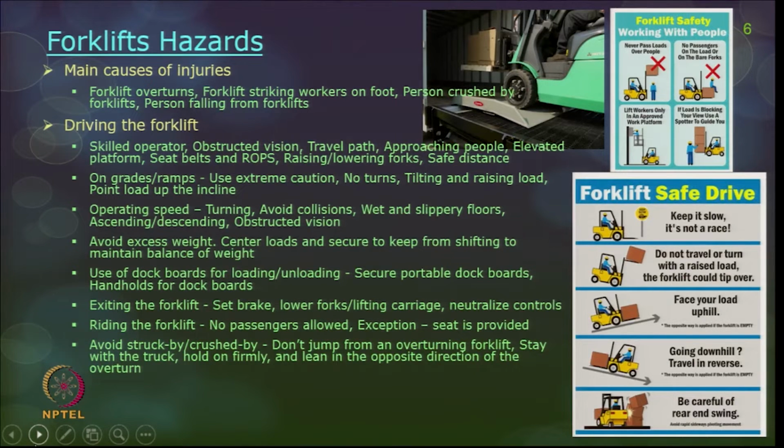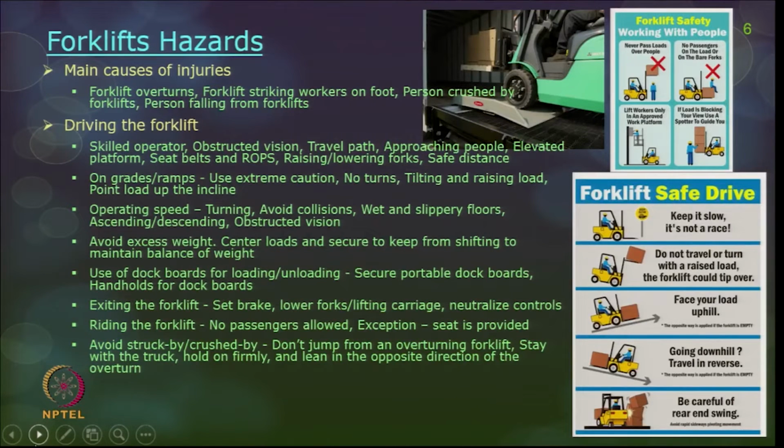And the person crushed by forklifts, again due to blind spots, a person falling from forklifts, as a forklift is not primarily meant for passenger travel. If somebody is trying to load onto the forklift, then you may have falling from forklifts, and objects or material falling onto the workers, primarily a fall hazard. So, these are all the different forklift hazards.